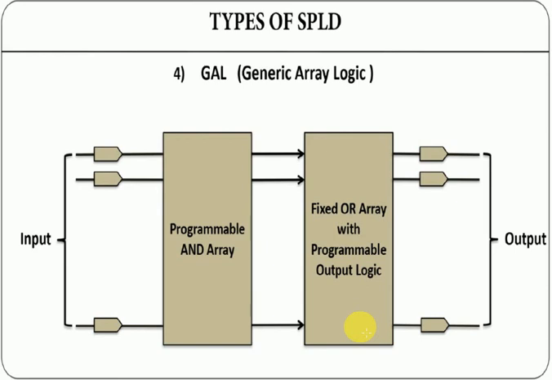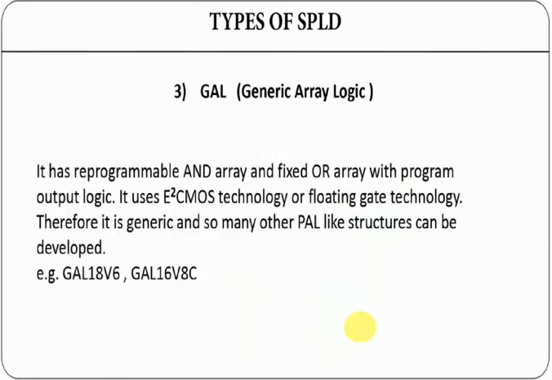Next type is generic array logic. In generic array logic, programmable AND array is followed by fixed OR array with programmable output logic. It has reprogrammable AND array and fixed OR array with the programmable output logic. It uses CMOS technology or floating gate technology. Therefore, it is generic, and so many other PAL-like structures can be developed. Examples: GAL 16V8, GAL 16V8C.